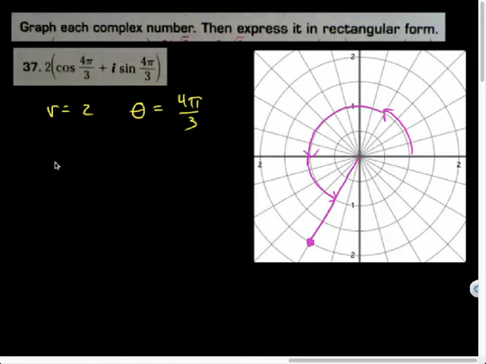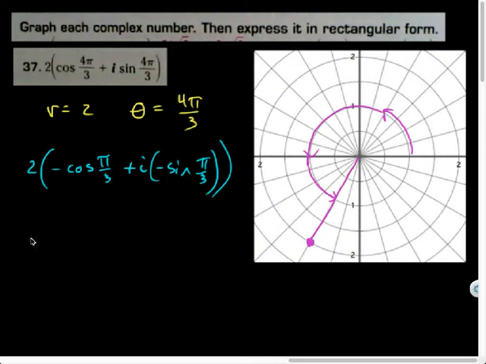So now if I want to convert this, all I have to do is calculate the value of cosine and sine. Cosine is negative in that quadrant. The reference angle is pi over 3. Plus i times sine is negative in that quadrant, so that's negative sine of the same reference angle. And so I'm going to have 2 times the negative, let's see, cosine of pi over 3, if I'm not mistaken, is a half, and minus sine of pi over 3 is root 3 over 2 times i. And then I just distribute here, so I'm going to have -1 minus the square root of 3 times i.